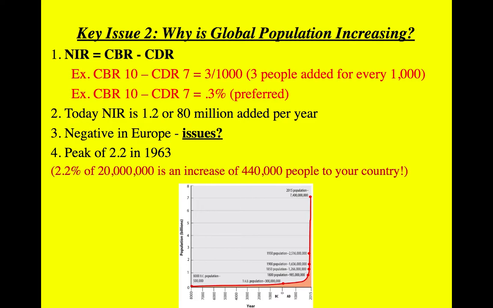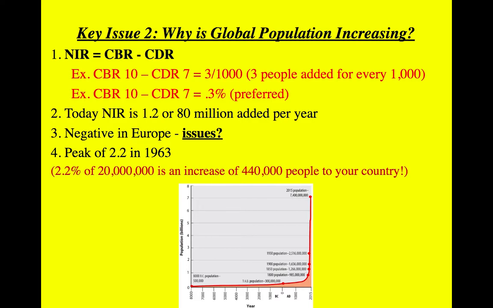There are places where those numbers are flipped, where the CDR is actually larger than the CBR, which creates a negative natural increase rate, which you say, okay, that's fine, we have too many people. Yeah, but when you do it regionally by Europe or even a smaller scale by country, it doesn't help. You want an increase or a slight increase because it actually creates jobs within your economy. So you don't want to have a negative natural increase rate.